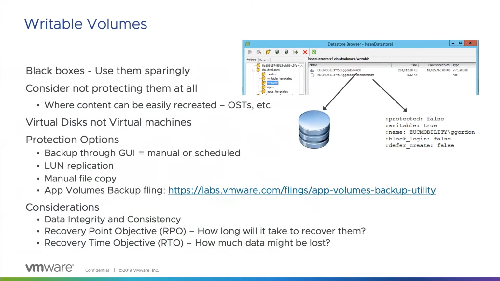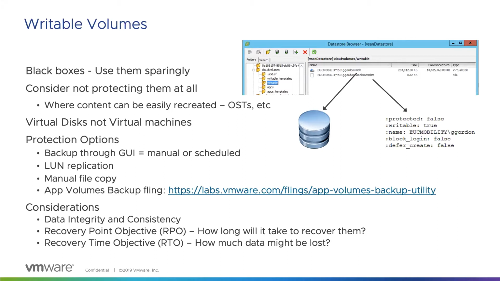Writable volumes, unlike app stacks, are much harder to replicate, because a writable volume is a read-write data store. So how do you make sure that when an object is being written, you replicate it in real time? The answer is you can't. That's the reason the option to replicate writable volumes is manual or scheduled, which means that at certain time intervals you schedule a job to back up and replicate the writable volume. That's a very important thing.